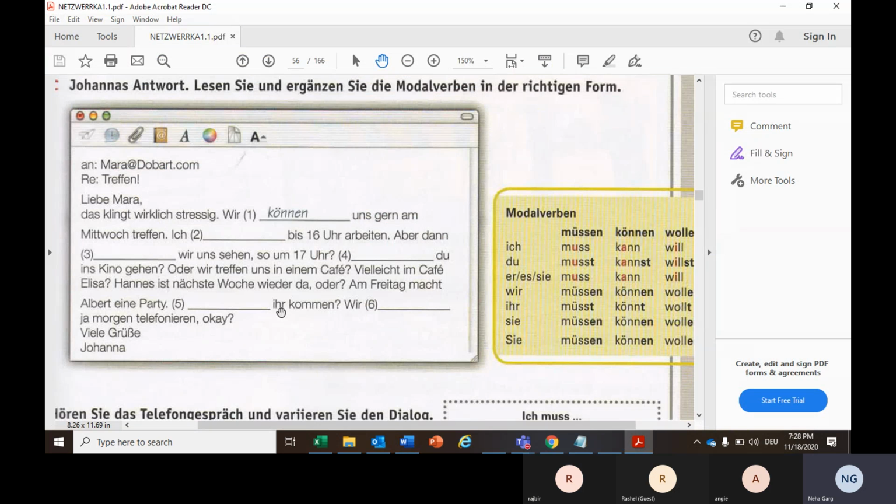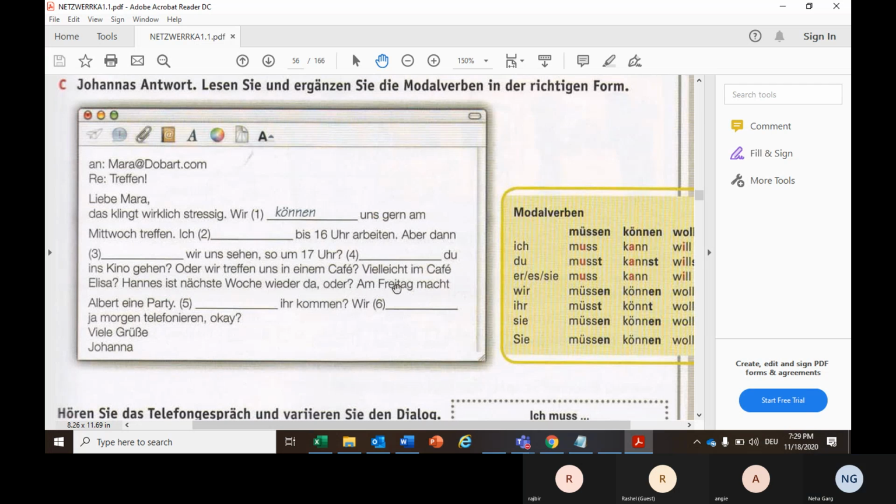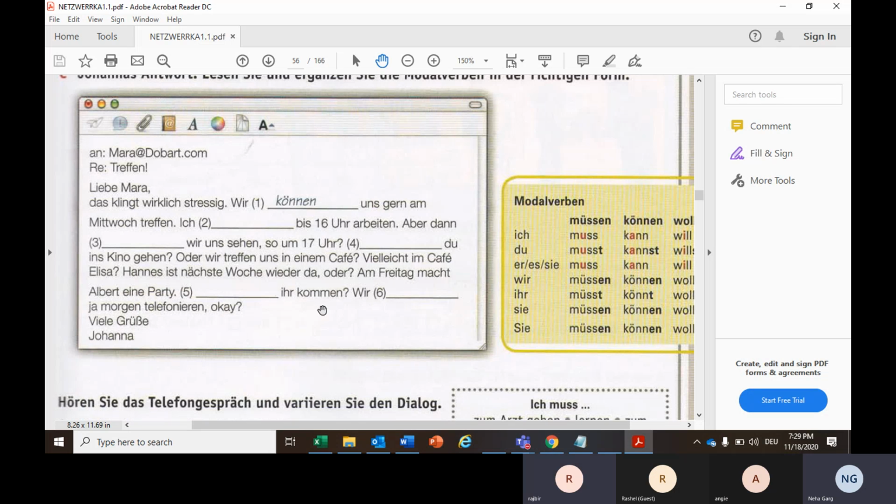Hannes ist nächste Woche wieder da. So Hannes is coming back next week, isn't he? Am Freitag macht Albert eine Party. So on Friday, Albert is throwing a party. Next sentence, Rajveer, your turn.